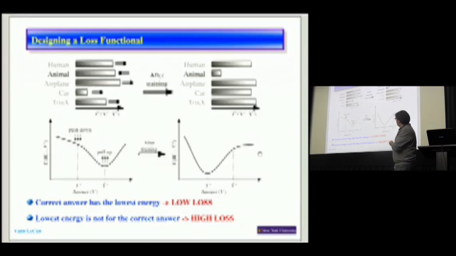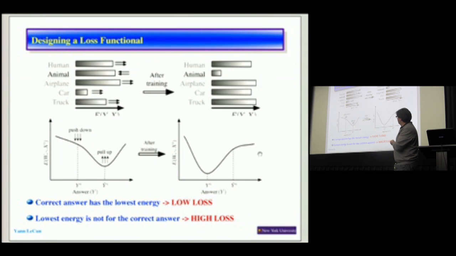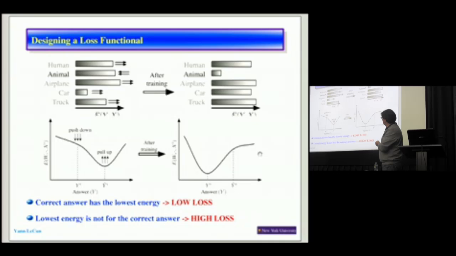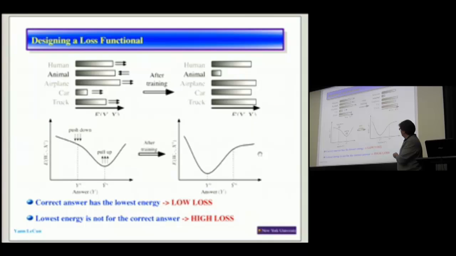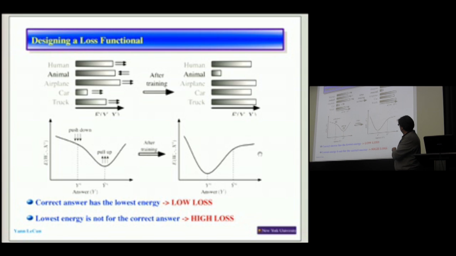Okay, so if the output is a continuous value, in this case a scalar, it's the same idea. The correct answer is here, and the energy is actually higher than for other values. We'd like to pull up on the energy of things that are wrong and have low energies, and push down on the energy of the correct answer, so that eventually the energy function looks like this.